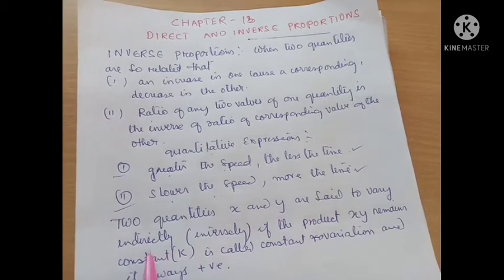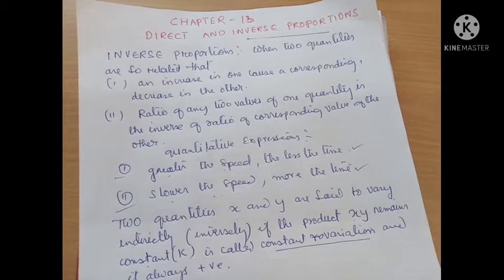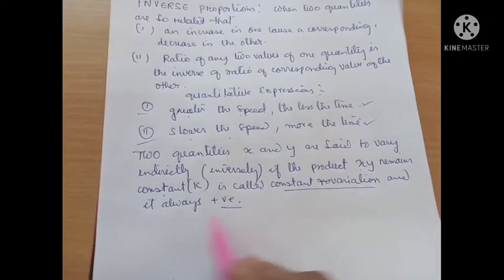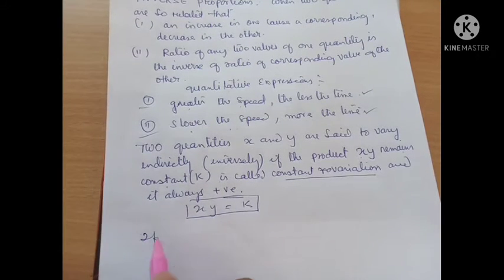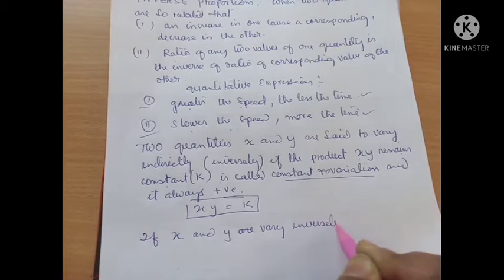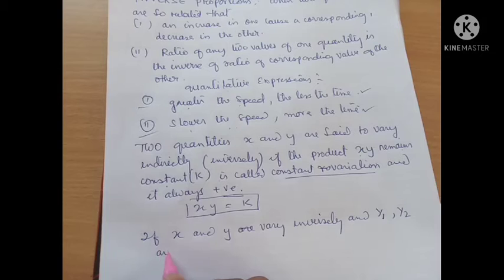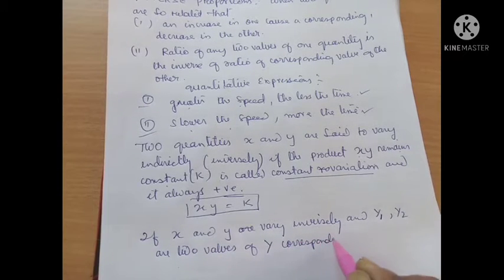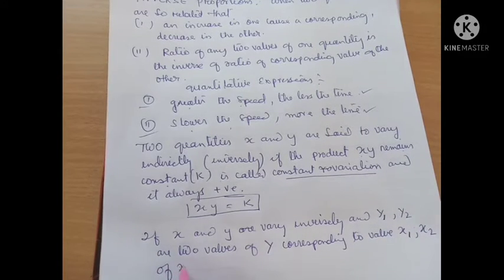When two quantities x and y vary inversely, the product xy remains constant, that is k, called the constant of variation, and it is always positive. That means xy is equal to k. Another rule says that if x and y vary inversely, then y1 and y2 are two values of y corresponding to the values x1 and x2 of x respectively.